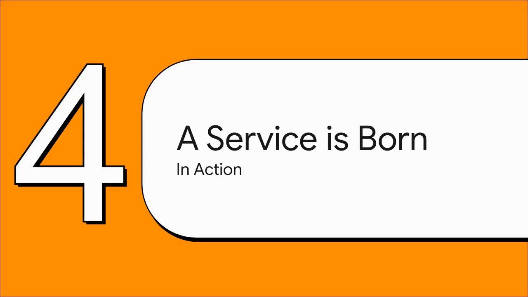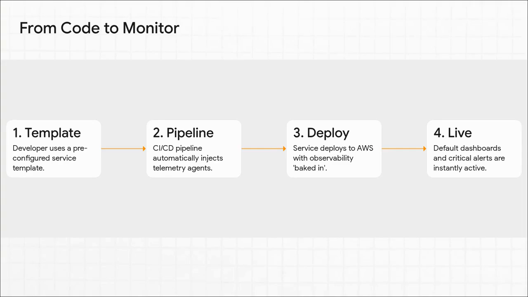Okay, so the theory is great and all, but what does this actually look like for a developer on a Tuesday morning? Let's just walk through a quick example. So, a developer grabs a service template to get started. As their new code moves through the CI/CD pipeline, the automated system that builds and tests everything, the platform sneakily injects the necessary agents to collect all this data. Then, the service gets deployed to AWS, and the very second it goes live, it's already fully monitored. Default dashboards light up, and the critical alerts are already armed and active.